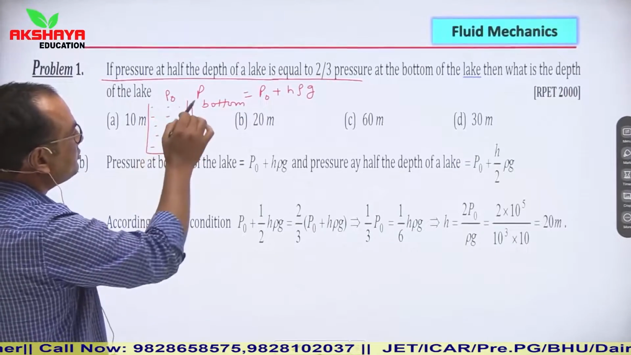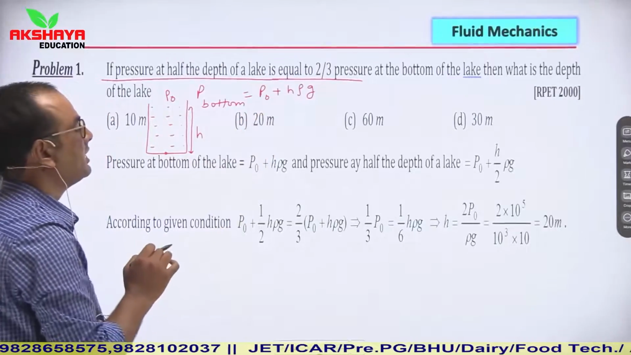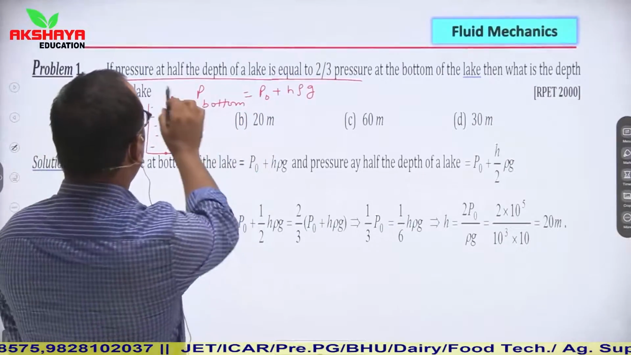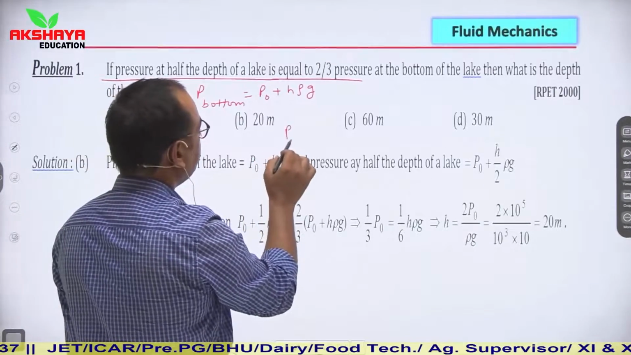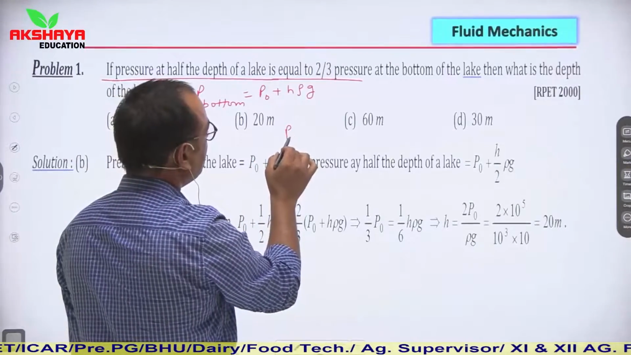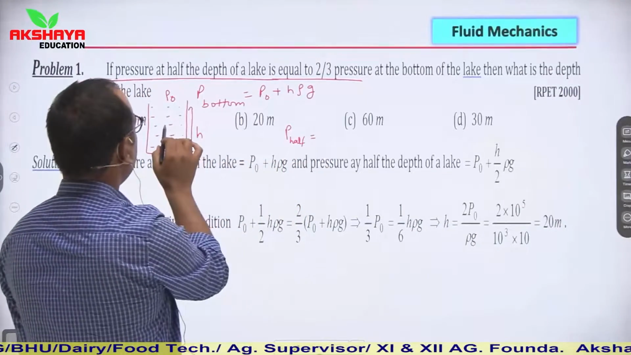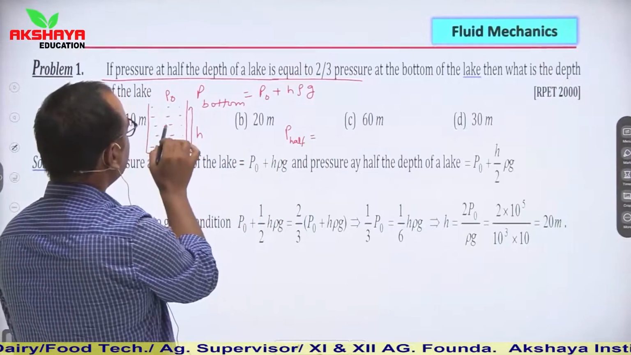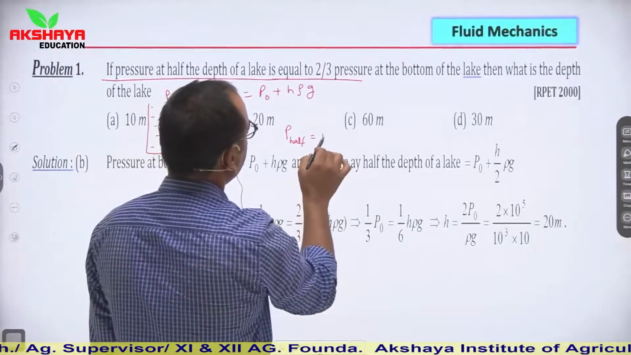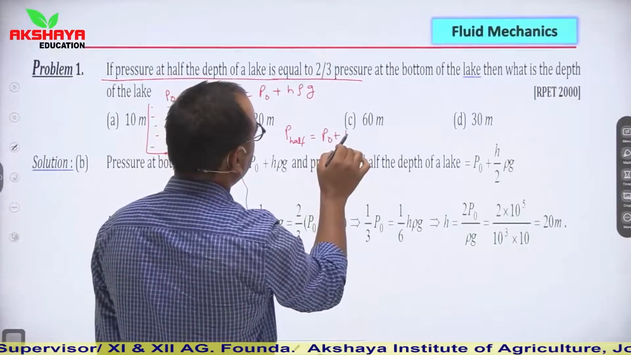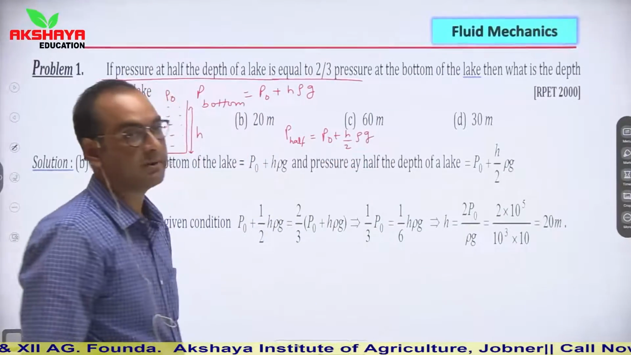Here let us say it is P, so it is P bottom. So P bottom is equal to P naught plus H rho G. Now at half depth, let us say P half depth, at any point here, in this condition this height will be H by 2. So it is equal to P naught plus H by 2 rho G.